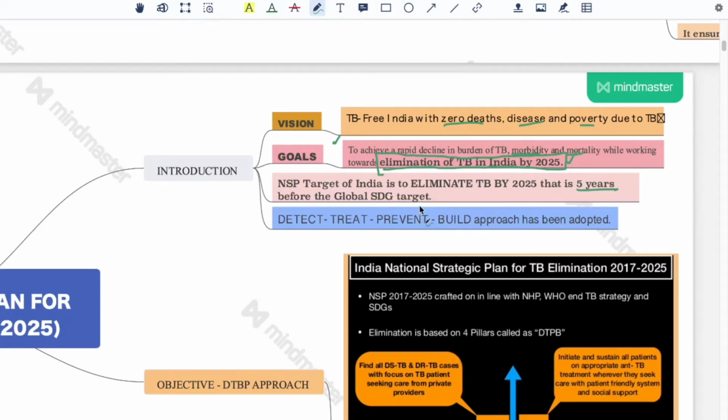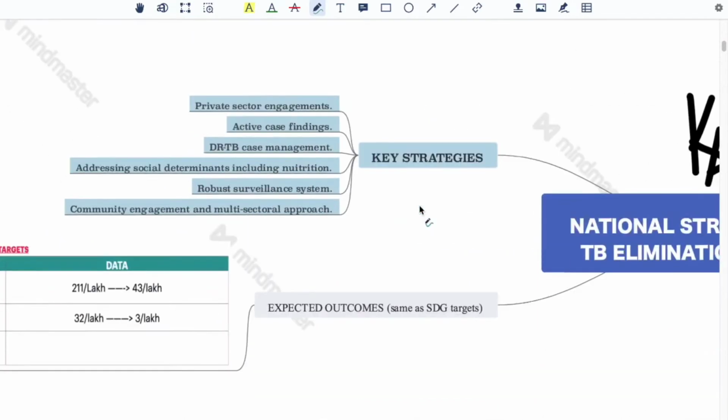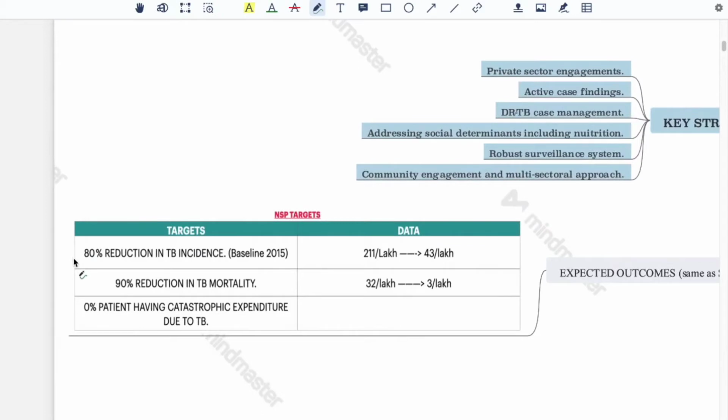The global SDG targets have been taken as such into the program. So the targets of the program are mentioned here, like 80% reduction in TB incidence. The baseline is the 2015 data, and our target is the same as the SDG target: to reduce TB incidence by 80 percent, so that it will become 43 per lakh, and a 90 percent reduction in TB mortality, so that it would become from 32 to 3 per lakh, and 0 percent of patients having catastrophic expenditure due to TB. So these three targets are important: 80% reduction in TB incidence, 90% reduction in TB mortality, and 0% catastrophic expenditure due to TB.